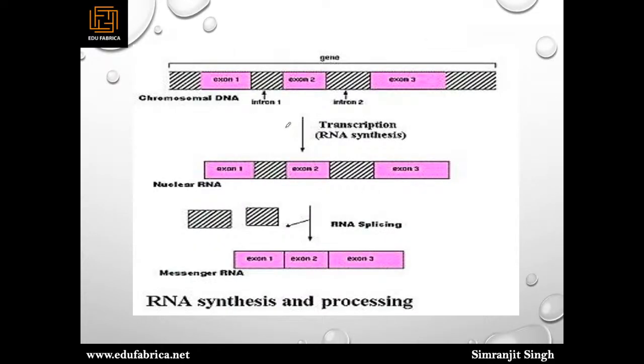Also during the RNA synthesis, your introns are removed. Your gene is made up of exons and introns. Exons are the coding parts, and the introns are the non-coding ones. So during the RNA synthesis, the nuclear RNA will be spliced. In that splicing, to have your messenger RNA at the end, all your introns will be removed. At the end, you will have your messenger RNA, and this whole process is known as RNA synthesis and processing.